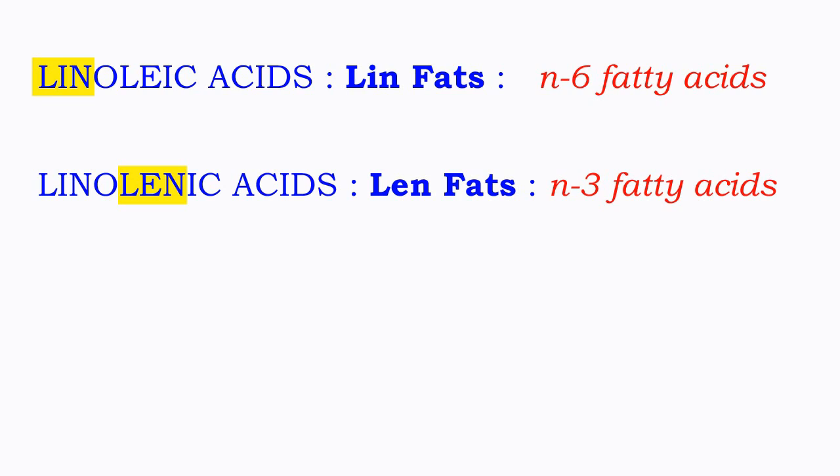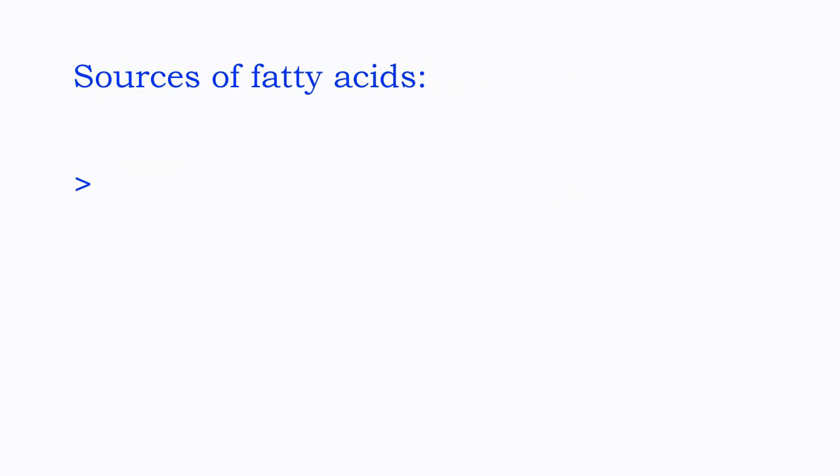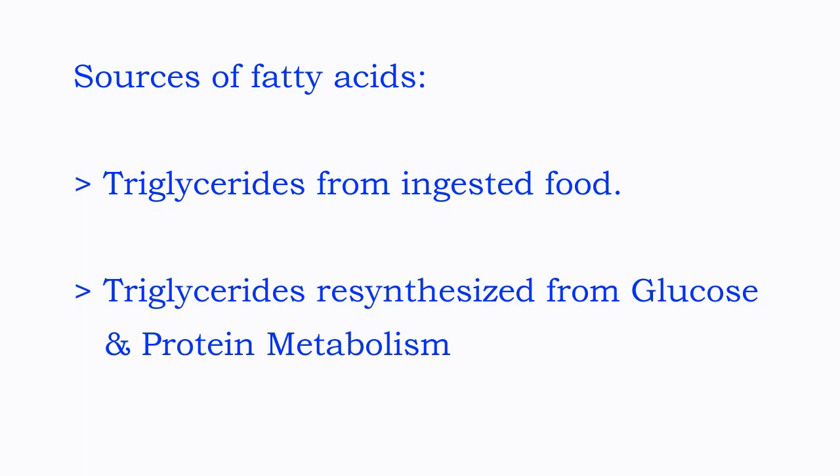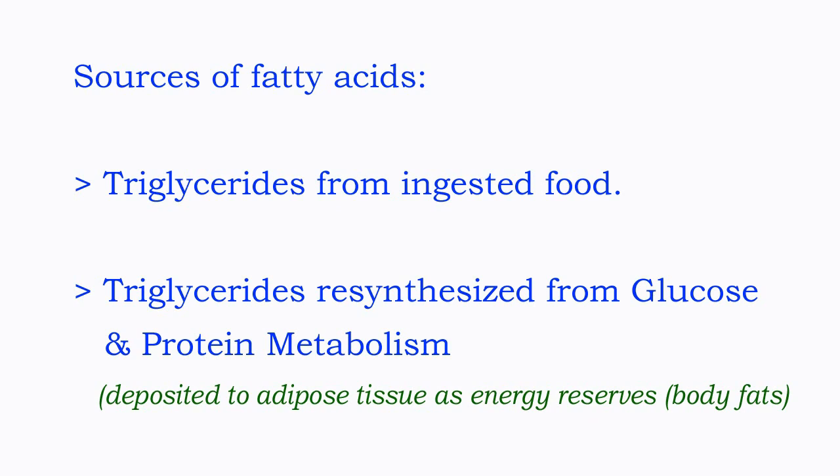Now, before we move on to the beta oxidation of fatty acids, let me briefly give you an idea about fatty acid biosynthesis. Or in other words, we will be discussing exactly where the fatty acids come from in our body. Now, in our body, the fatty acids are accumulated as triglycerides or TG from ingested food. Also, they are accumulated as triglycerides resynthesized from glucose and protein metabolism, which we call the biosynthesis pathway.